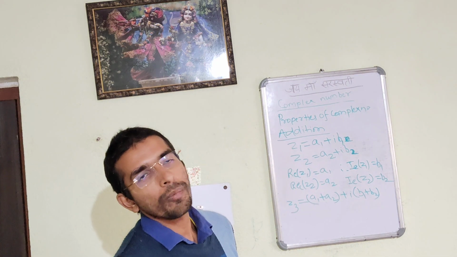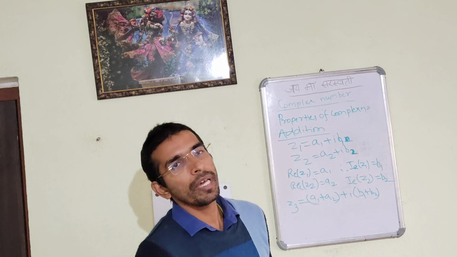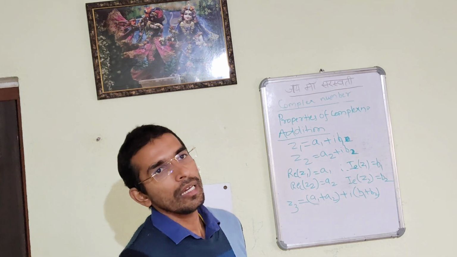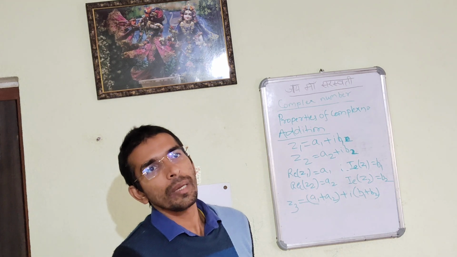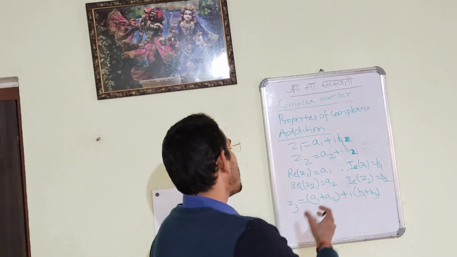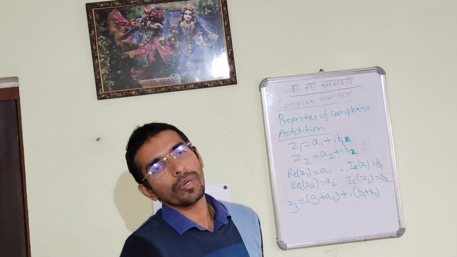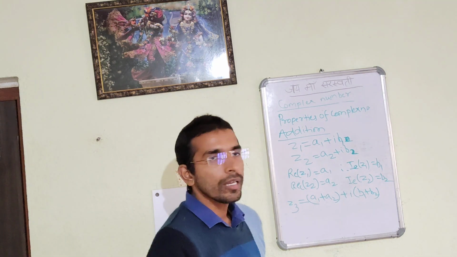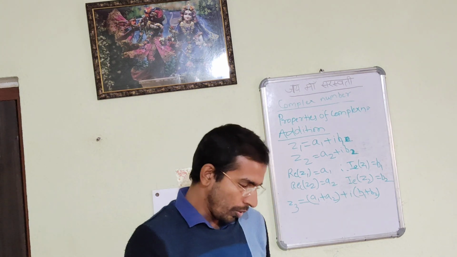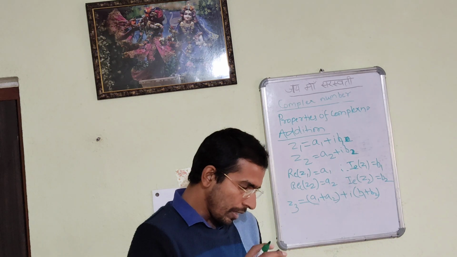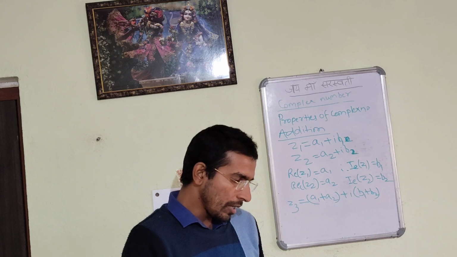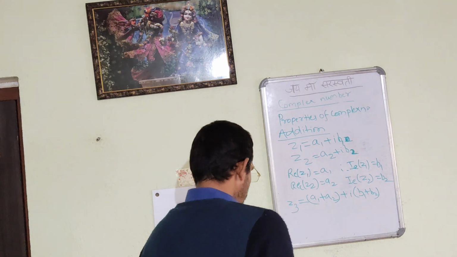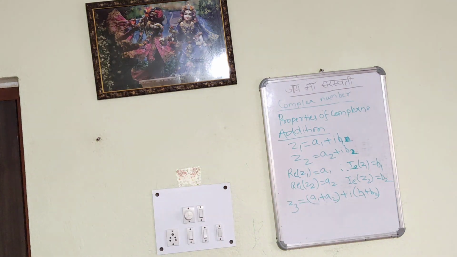So the summation of z1 plus z2 will be a new product, that is z3, and z3 will be the summation of the real components as well as the imaginary components. The final answer will be z3 is equal to a1 plus a2 plus i, it is common, b1 plus b2. We will be seeing some examples here, so it will be easier for us to understand the concept. So we will be seeing some more examples.